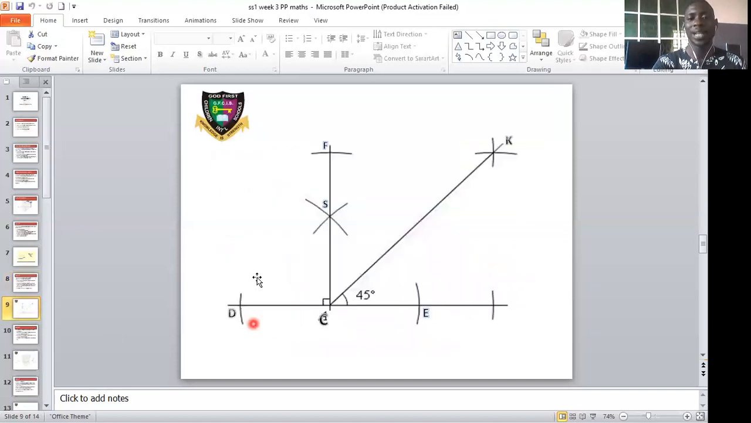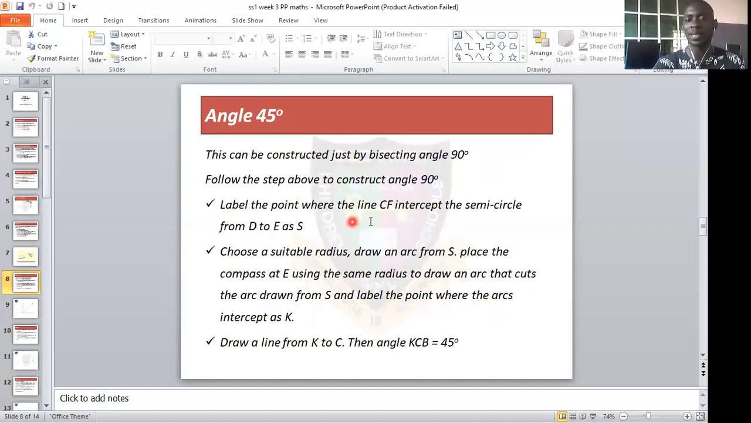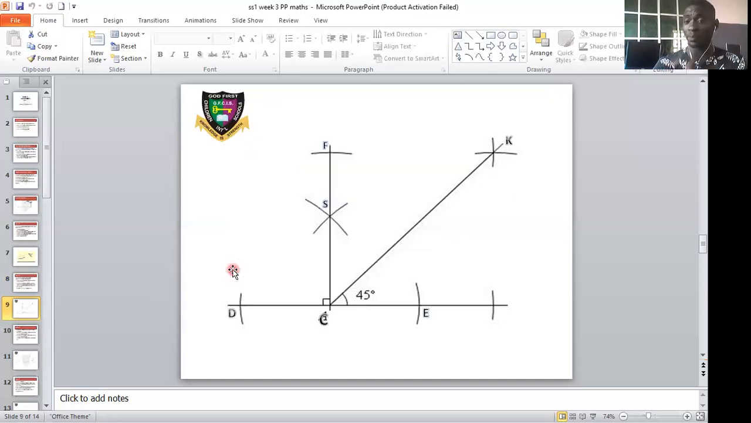First, this is our 90 degrees as drawn. FCB is 90 and FCA is also 90. This is point B here, and this is FC. From the intersection of the semicircle where it meets the perpendicular line CF, please take note: label the point where the line CF intersects the semicircle DE as S. So first, you label this point. Construct your angle 90 degrees first, or continue if you have constructed it from the previous analysis. Label this point S. This is S.